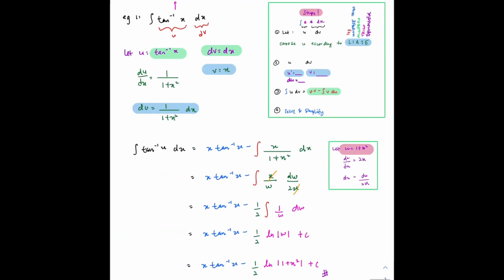So that is the end for example 1. Please take note again that if you need to integrate something with inverse tangent, even though it is alone, we need to use IBP.